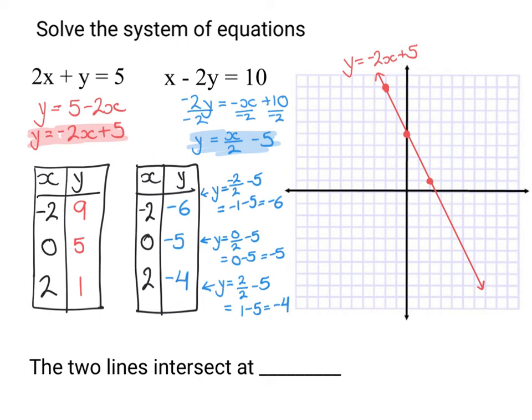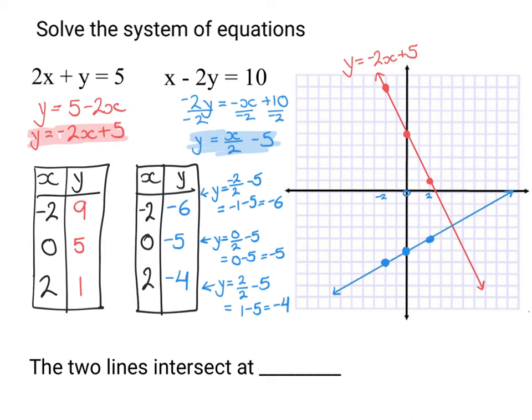Okay, now let's plot all these points. So I'm going to start off with the first one. So when x is -2, which is right over here, y is -6. So now we're going to go down all the way to -6, which is right over here. Okay, now let's go on to the second point. When x is 0, y happens to be -5. So again, we're going down and somewhere around here. And when x is equal to +2, y is equal to -4. So let's go down to -4 and right over here.